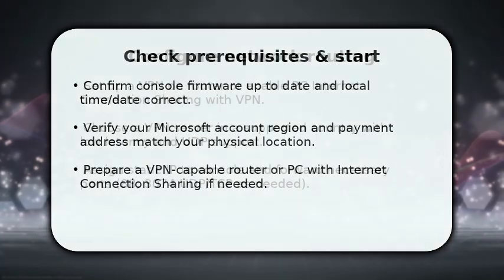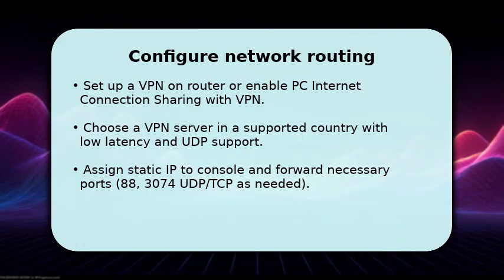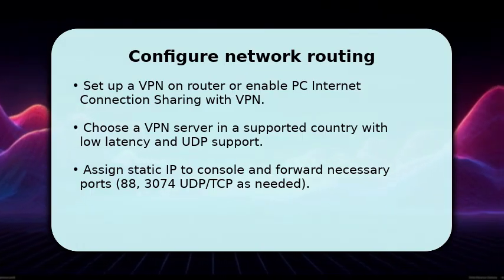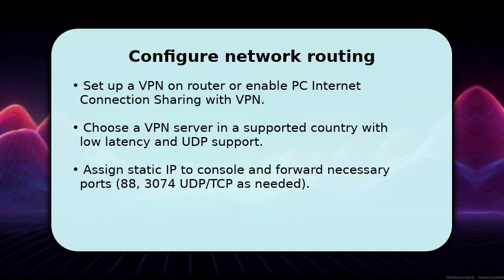Now configure network routing so the console appears in a supported region. You create a router-based VPN or share a VPN-enabled PC connection. Pick a server located in a country where Xbox Live is available and prioritize low latency.